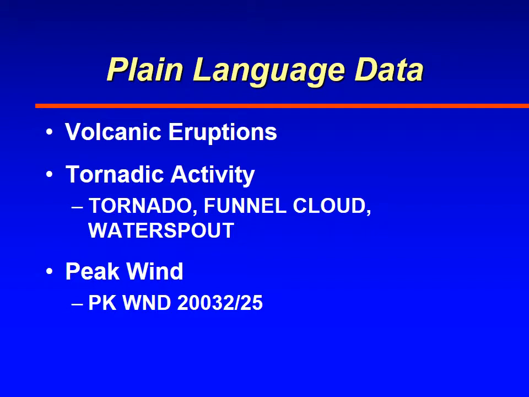Looking at some plain language remarks, volcanic eruptions always come first in the remarks section, and they are spelled out explicitly, volcanic eruption. Also, if there's any kind of tornadic activity, whether it be a waterspout, funnel cloud, or tornado, those are also spelled out. Peak winds need to be decoded, and those are put in the remarks section. They are abbreviated PKWND to indicate it's peak wind. They give you the direction and speed of the wind. So the wind is from 200 degrees in this example at 32 knots. And then finally the time that occurred. In this case it happened 25 minutes after the hour.